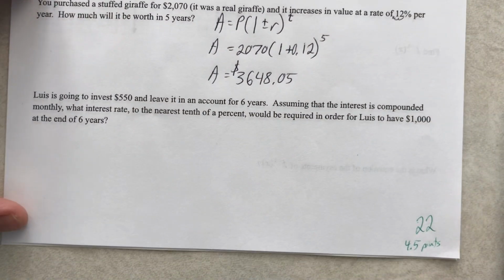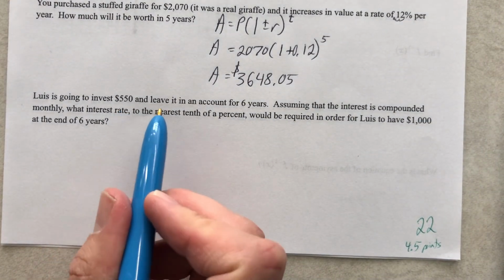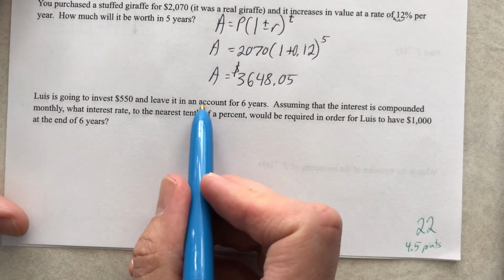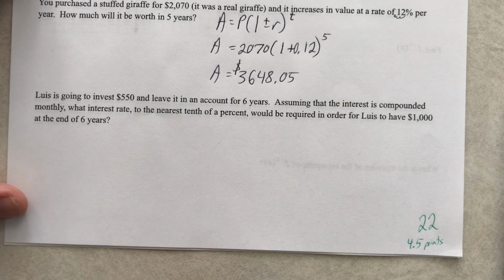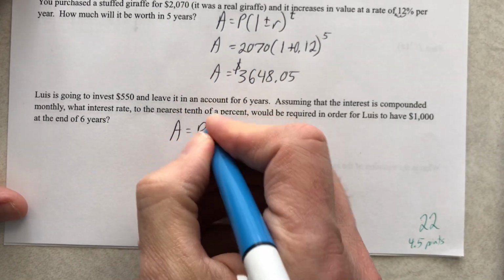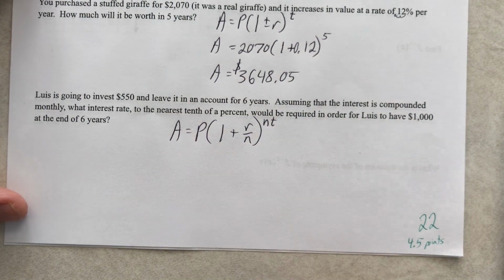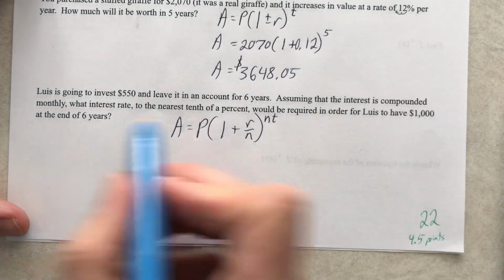Okay, tricky problem coming up. Luis is going to invest $550 and leave it in an account for 6 years. Okay, pause right there. They said account. We're dealing with money in an account. We're going to be using this formula. There we go. Good to know. Assuming that the interest is compounded monthly.